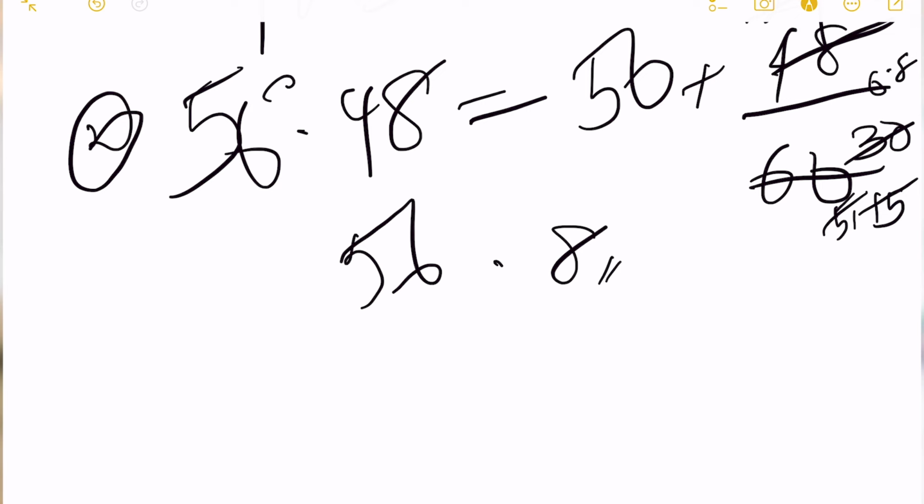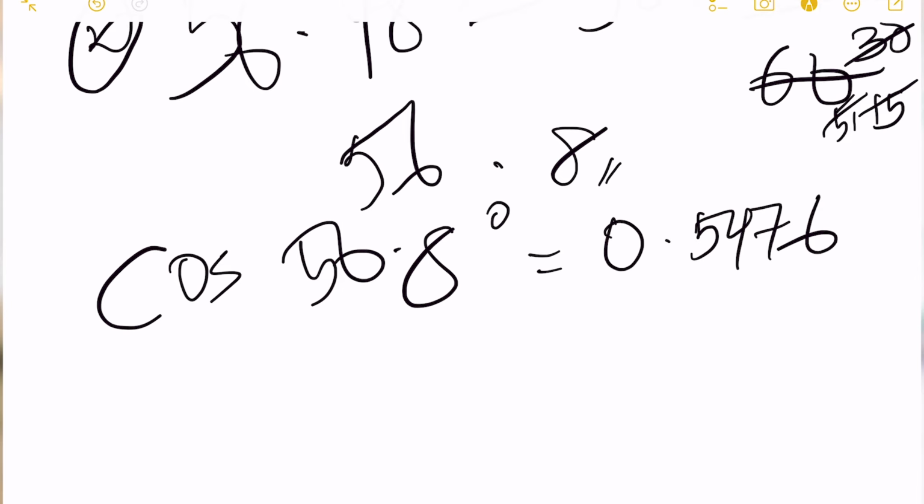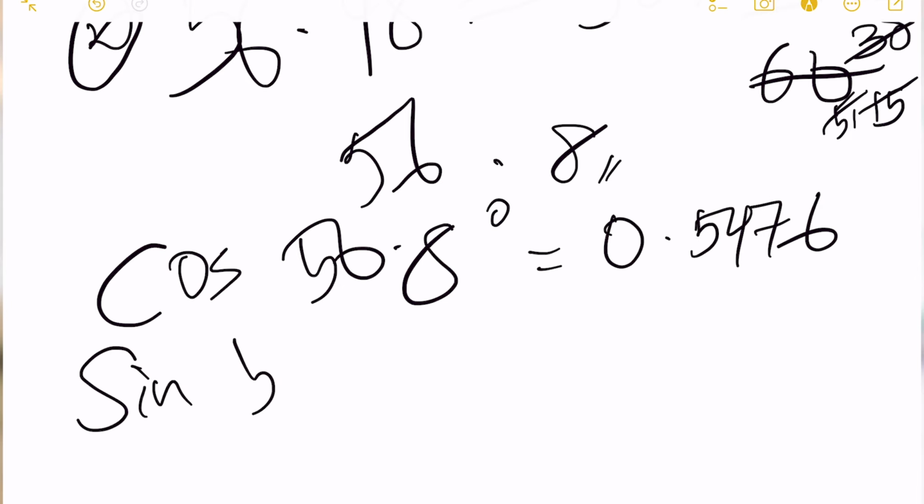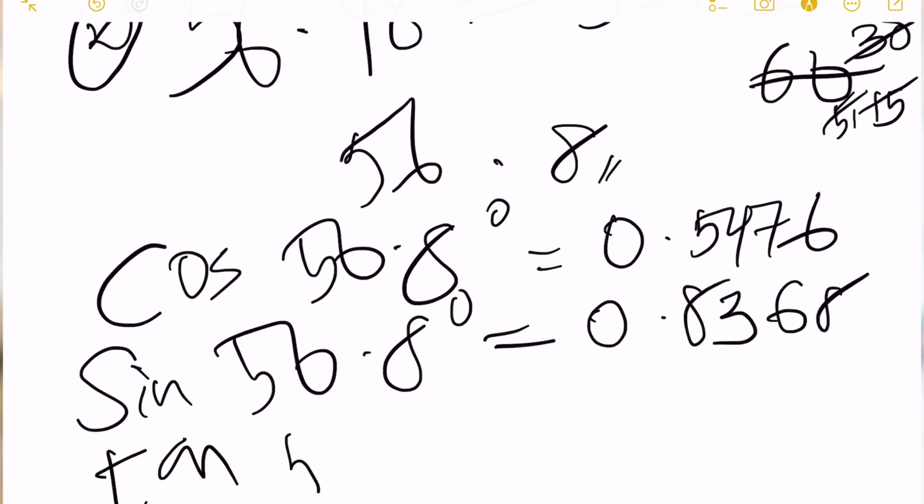Now, we'll find for cos 56.8 degrees. And cos 56.8 degrees, we have it to be 0.5476. Sine 56.8 degrees, we have it to be 0.8368. And we have our tan 56.8 degrees to be 1.5282.